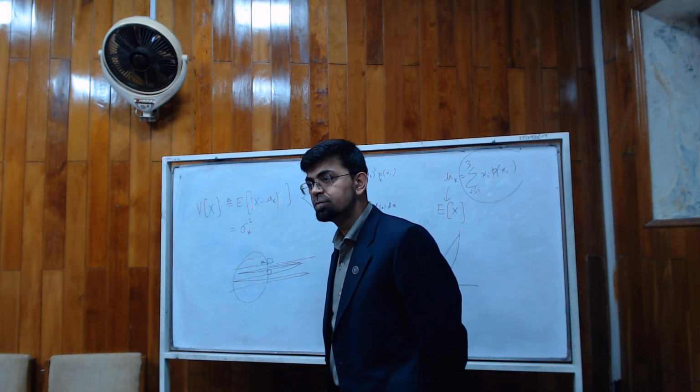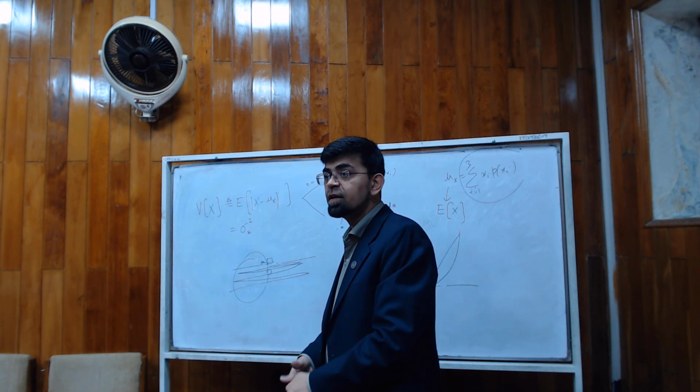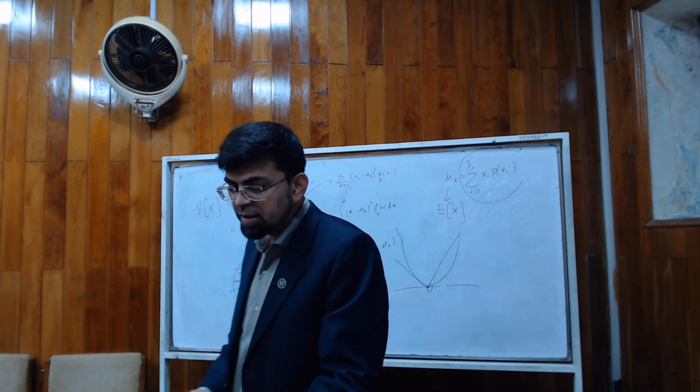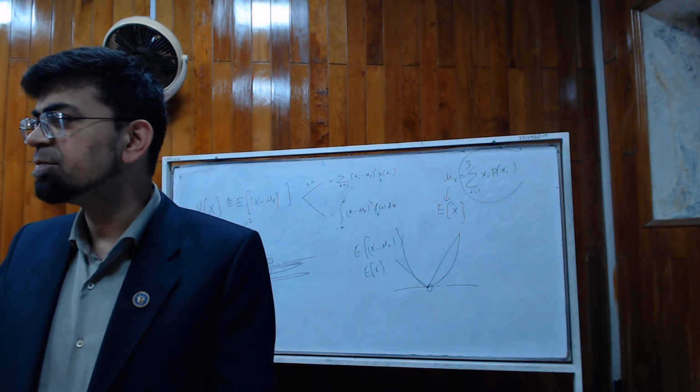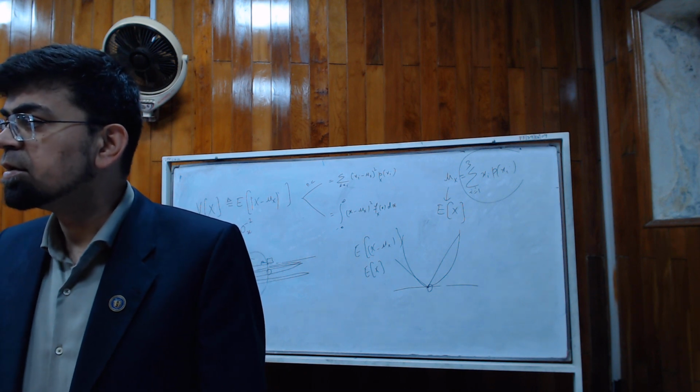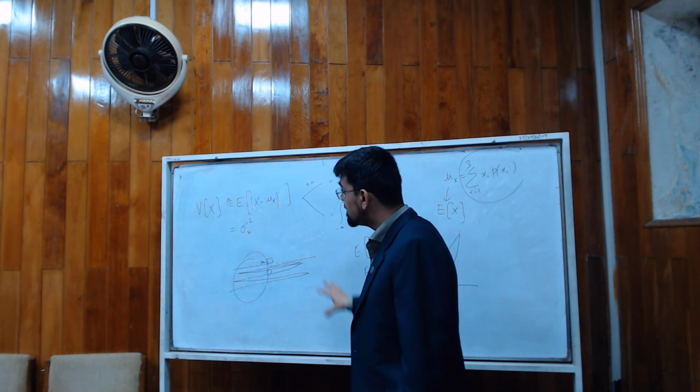Just like when we deal with metric spaces, we have lots of metrics, measures. Exactly. So Euclidean distance is not the only distance. There is the Mahalanobis distance, taxicab distance, so many kinds of distances, right? So, same here.